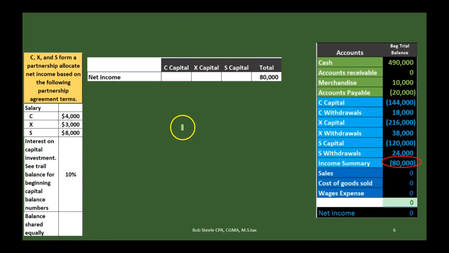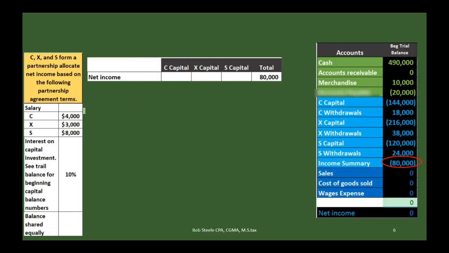So now we need to think about the worksheet. And this is the problem. We need to close this out, but we need to know how to close it out to these three different partners. So now we've got this 80,000, which is net income in the income summary, and we need to go through this worksheet, which will be allocating in accordance with the partnership agreement over here on the left-hand side. So here's the net income that is coming from the income summary. We're going to allocate that out between C, X, and S, the three partners, in accordance with this agreement over here.